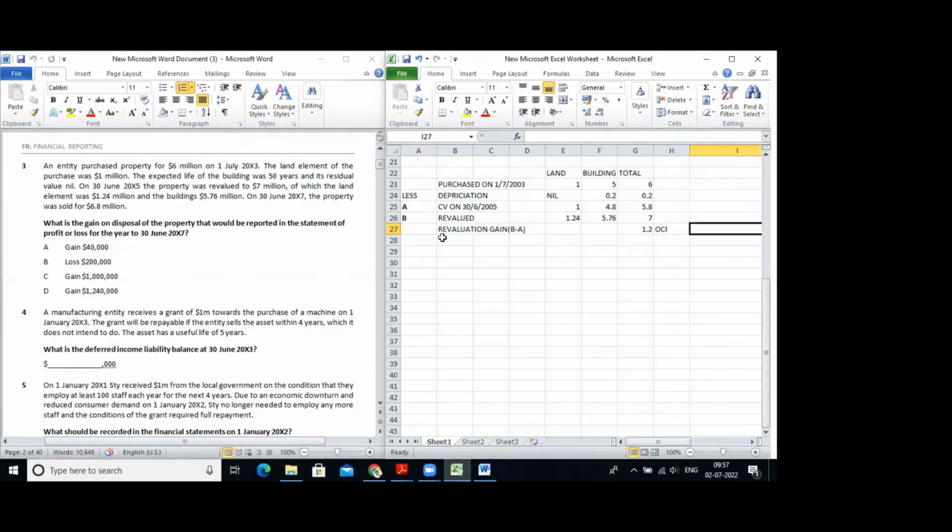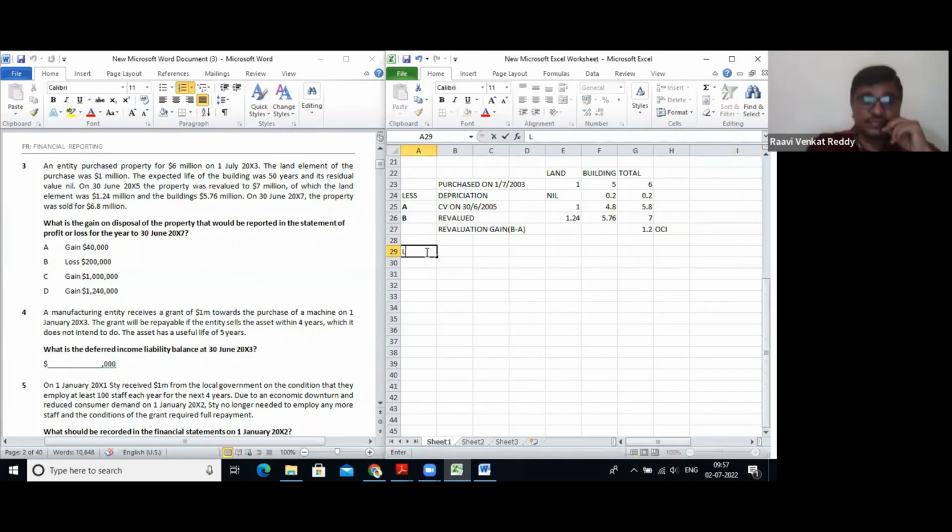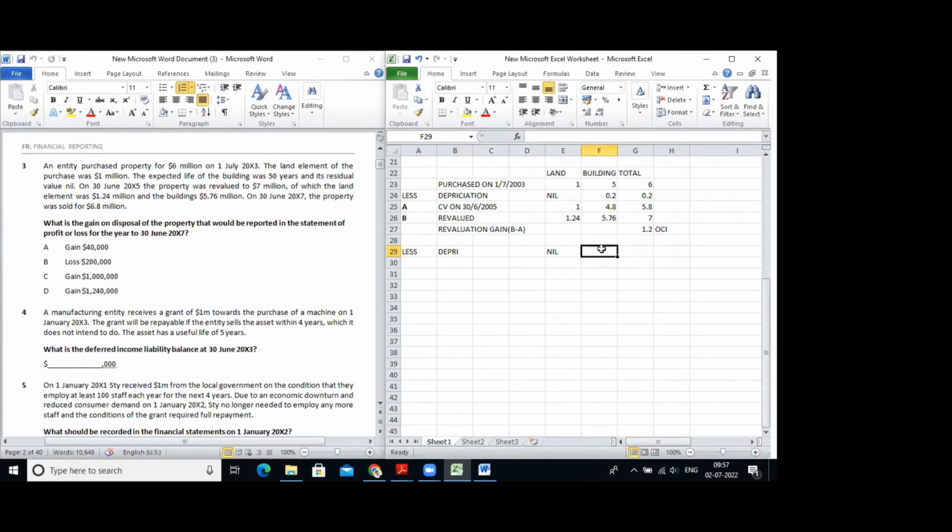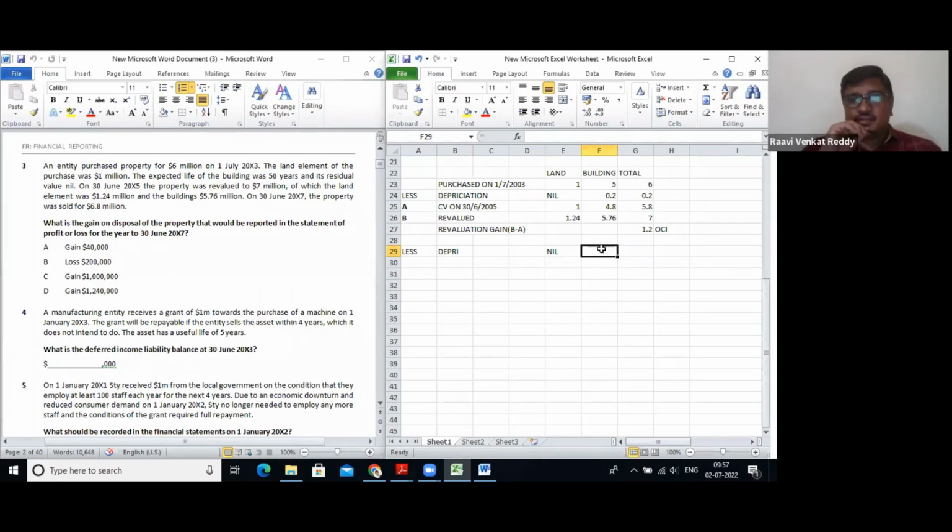Depreciation. 2 years, again we need to charge the depreciation. There will not be any depreciation on your land. And what will be the depreciation on the building? By 48 years, because 2 years was already done. So we need to take 48 years. And at what value? Do we need to charge it on 4.8 or 5.76?